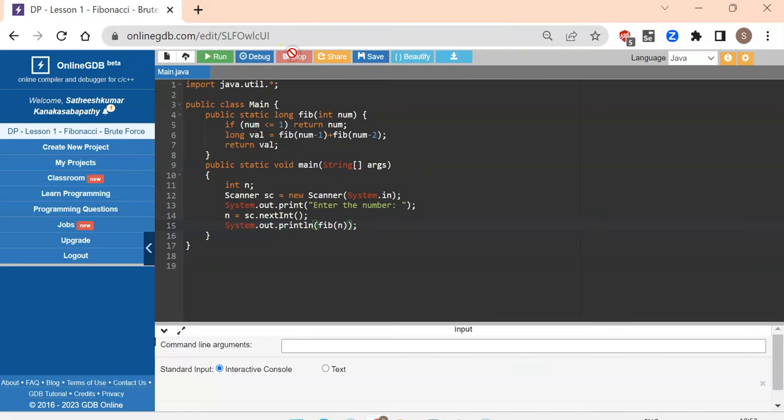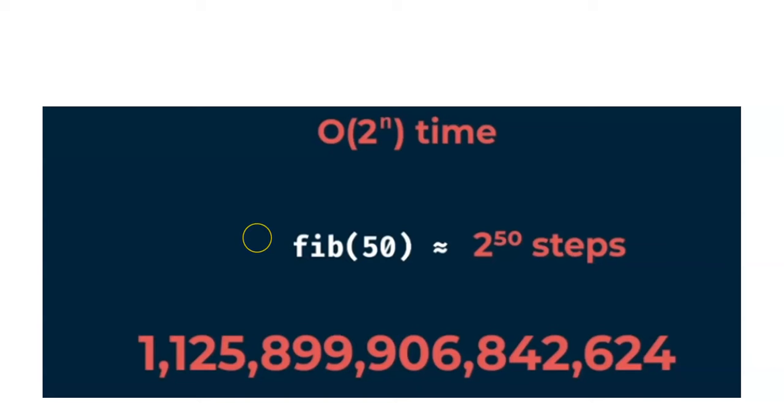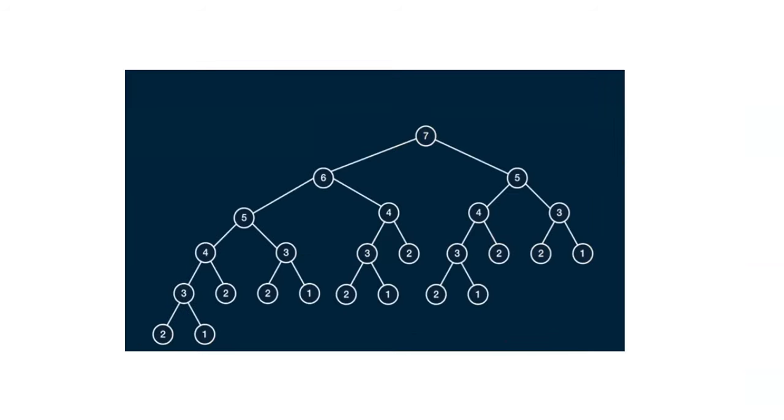So let's get back to what we were discussing earlier. For Fibonacci of 50, you saw that it took a long time, and it has to run so many cycles. So it would definitely take a lot more minutes to get to the answer. So what is happening is, when you do Fibonacci of 7, you see that Fibonacci of 7 is Fibonacci of 6 plus Fibonacci of 5.